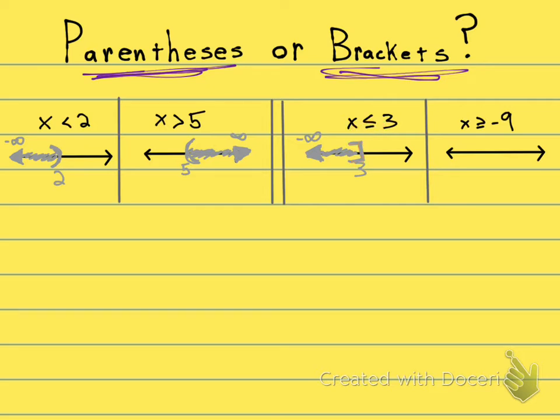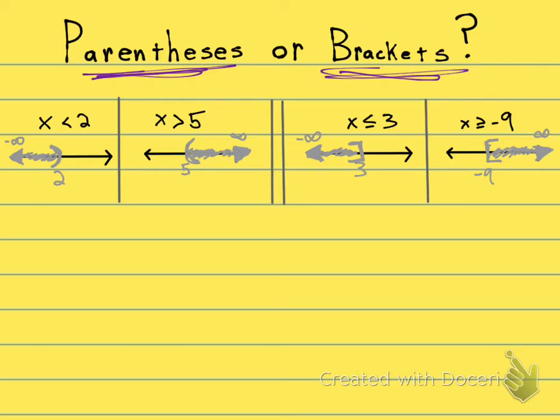All right, last one. X is greater than or equal to negative 9. So I find negative 9 on the graph, wherever that is. I'm shading greater than or equal to. Greater than is to the right. Does it stop? Nope, never stops. Goes all the way to positive infinity. And at negative 9, I'm going to use a bracket. Line, line, line. See that line right there? Bracket is made of lines.